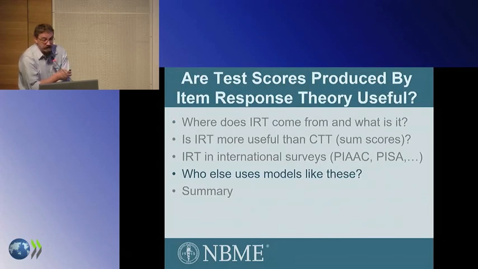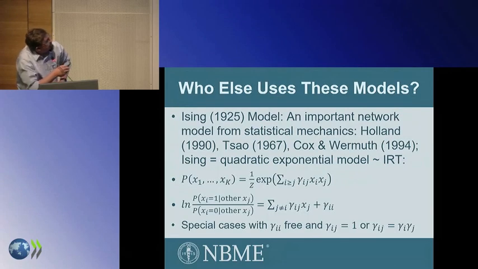But now something, because I tried to prepare for this talk and I was really happy because I found this initial citation by this economist in Psychometrika. So who else is using these models? There's, for example, the Ising model that maybe some of you might know, most might not, I don't know. It's originally from statistical mechanics, then somehow popped up in Paul Holland's work on the Dutch identity based on a dissertation by Tsao, Cox and Wermuth in the statistical literature. It's called the quadratic exponential model.